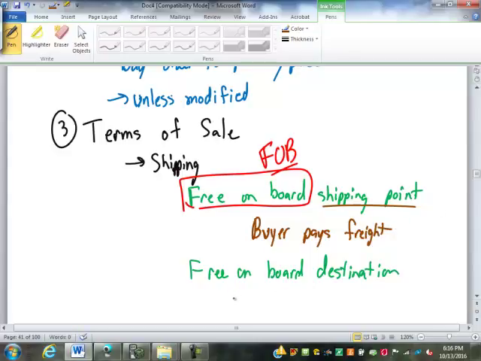Free on board destination means it's free at the destination. Of course, the buyer is at the destination, so it's free to the buyer. The seller pays. Most often, unless it is something that's been prearranged, kind of part of the discount of being a good customer, where you've earned free shipping, or if you have an order over a certain amount, you get free shipping, most often it is going to be the buyer that pays. It'll be FOB shipping point.